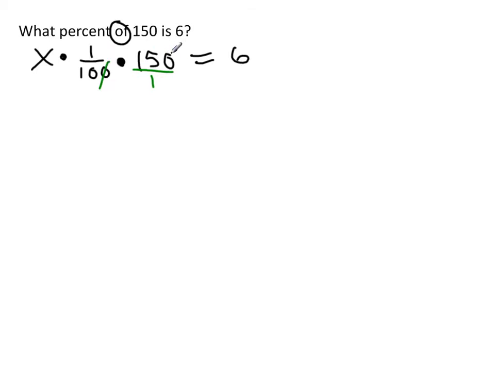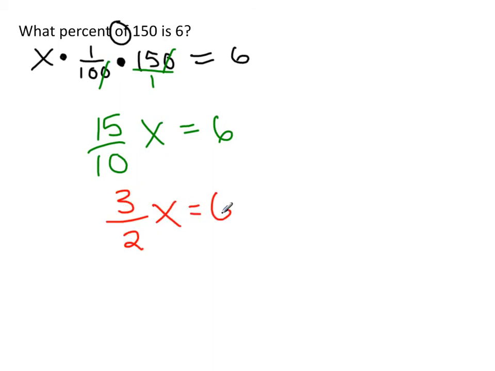10 can go into both of these numbers. We have 15 over 10 times x equals 6. And you might be going, well, you could reduce that further, and you're right. 5 can go into both of them. So we have 3 halves x equals 6. A lot cleaner of a problem.